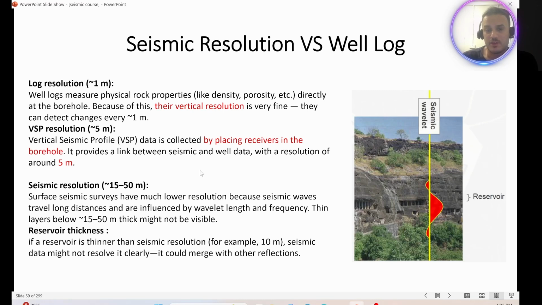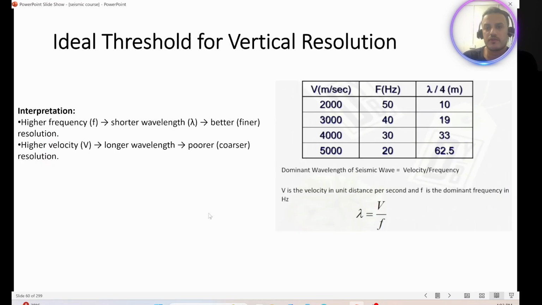So lambda divided by 4, the wavelength divided by 4, as we talked about in the previous lecture in more detail, is the key to detect if we can get this thin layer or not. If any objects, any features are below lambda divided by 4, then we cannot get these reflections. These reflections will be mixed and overlap with the other layers. Zero threshold for vertical resolution. The resolution is determined by these 3 factors.